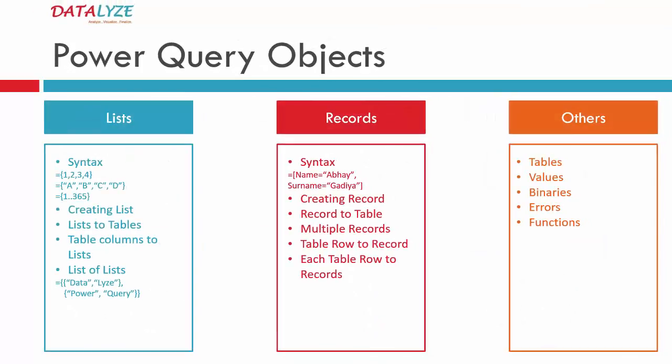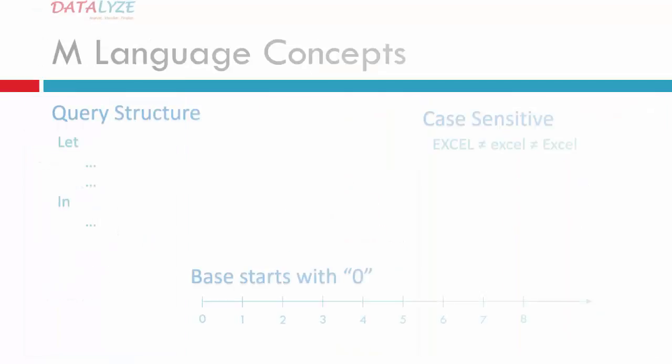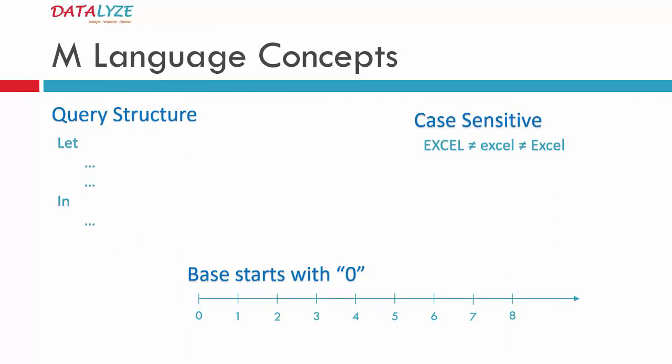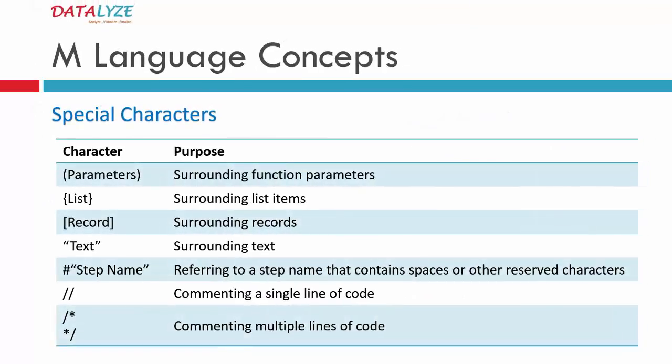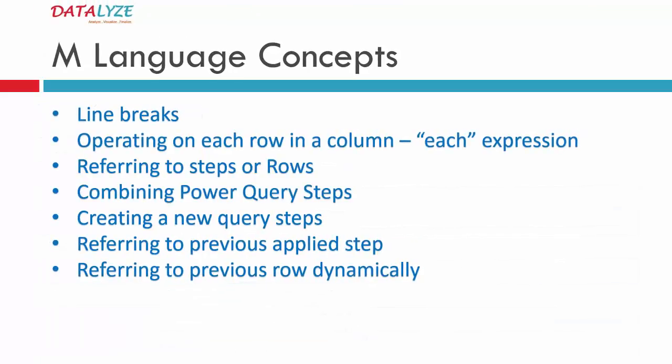Now, similar to Excel, Power Query has certain objects which will be explained over here. Power Query has its own new language called M, and it is very easy to learn. A brief concept will be explained over here. This is just the syntax or special characters to be used in the M language. Now, things to remember while using the M language will be explained over here, and certain dynamic things also will be explained over here.